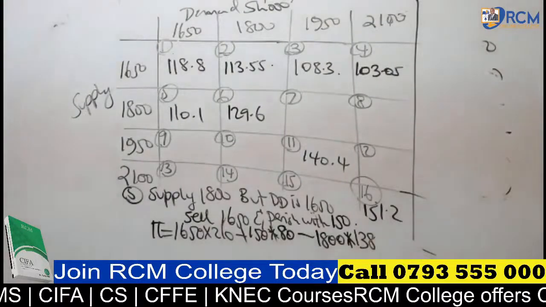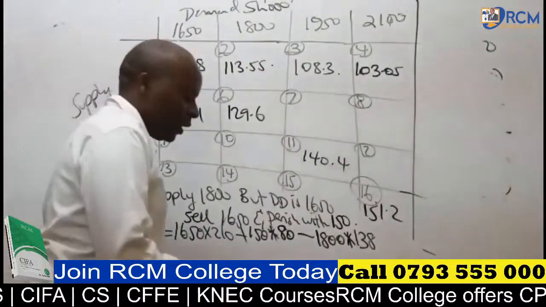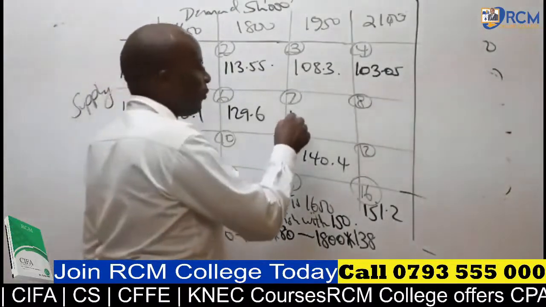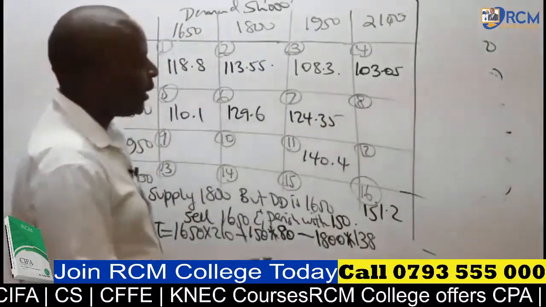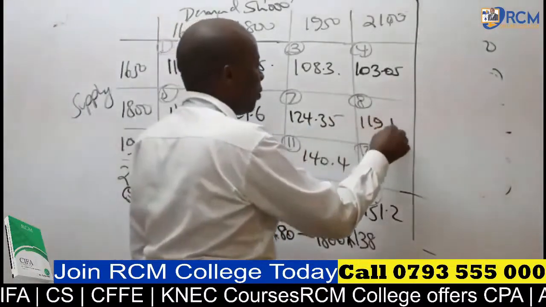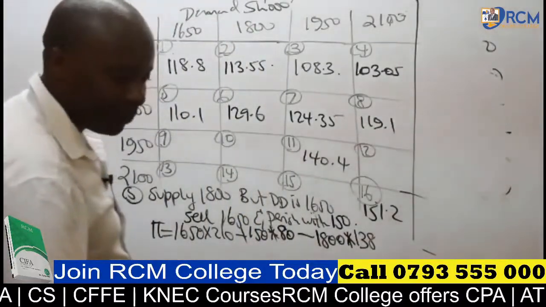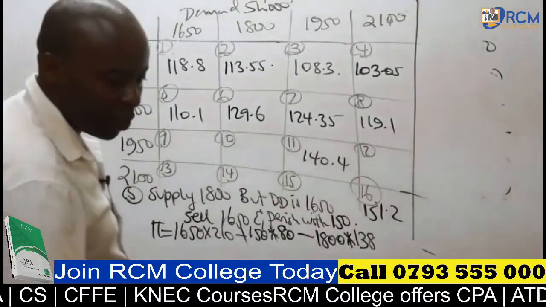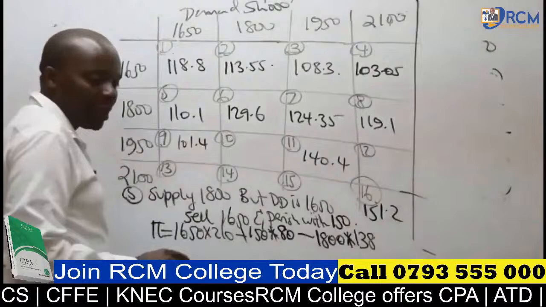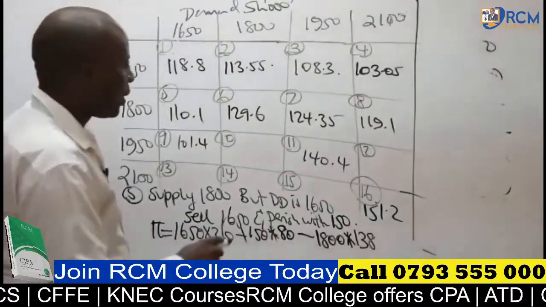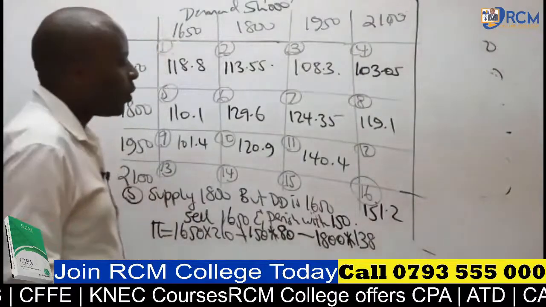So they have given me the one of cell 7: 7 is 124.35. We have 8, which is 119.1. We have 9, which is 101.4. Then we have 10, which happens to be 120.9. And then we have 12, 135.15.